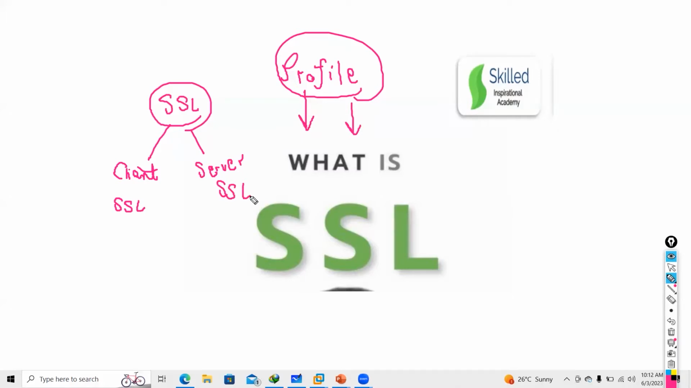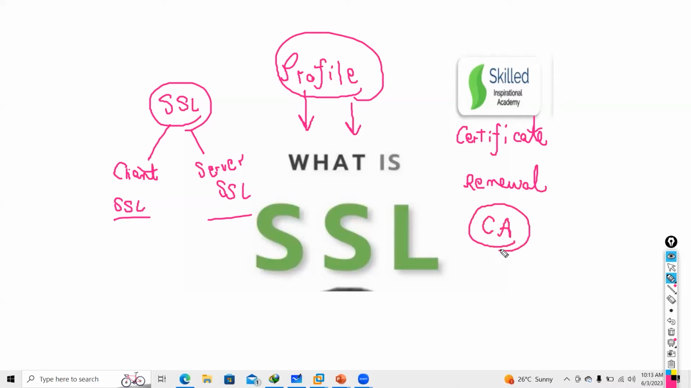So this SSL profile, why it is needed, what is client SSL, what is server SSL, what is a certificate, and how we can apply the certificate. So we will talk about applying a certificate. Then we will talk about renewal, how we can renew the certificate. We will also talk about certificate authority. So all these tasks we will see in today's class.